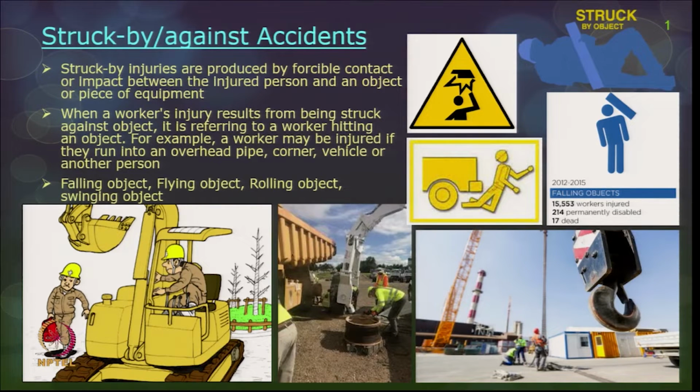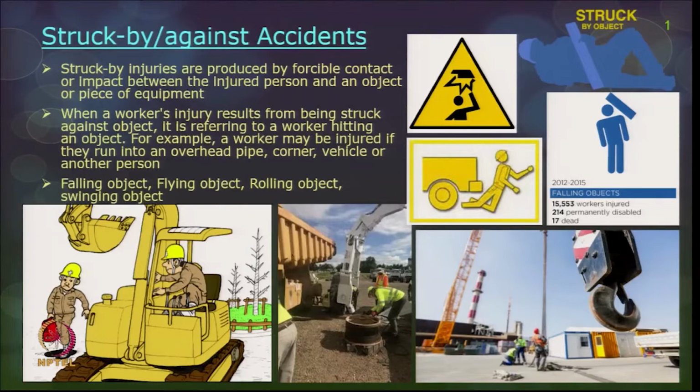Struck by is generally with regard to falling objects, flying objects, and rolling objects on the floor. When you do irregular stacking of objects, they start rolling away. With regard to material movement in the site, swinging loads can also result in a struck by accident. The hooks and all these lifting rigs and rigging operations, which we will see elaborately in the next class, are all examples of struck by accidents.